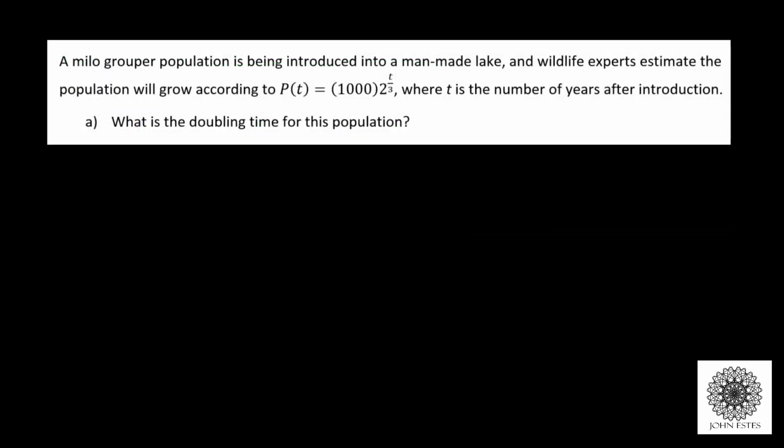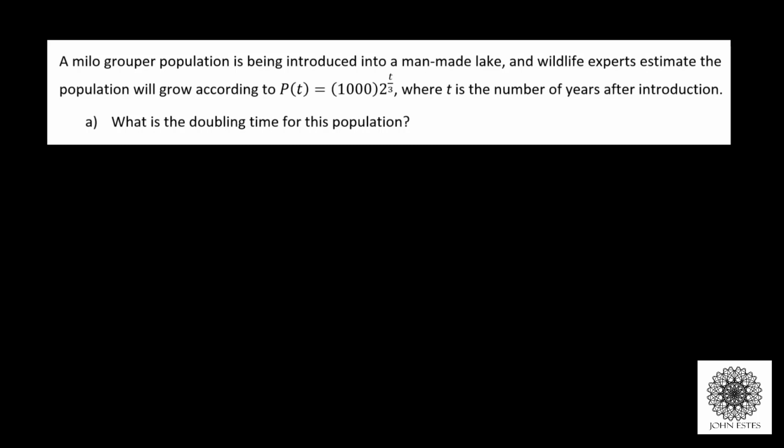So for our first example, we're looking at population growth. We're talking about a type of fish called the Milo grouper. The Milo grouper population is being introduced into a man-made lake. Wildlife experts estimate that the population will grow according to this model, P of t equals 1,000 times 2 to the t over 3 power, where t represents the number of years after introduction. The question asks us for the doubling time. What is the doubling time for this population?